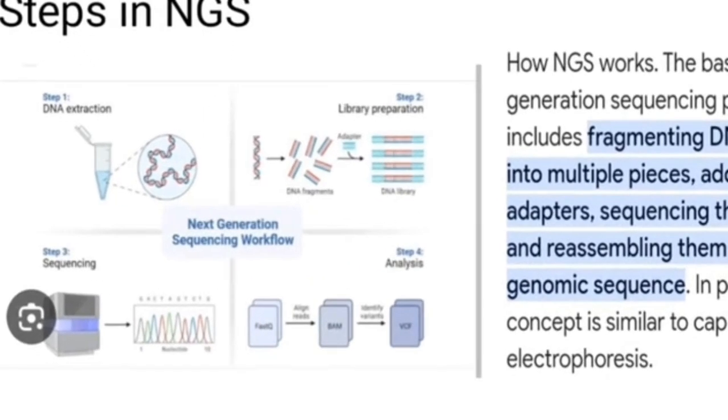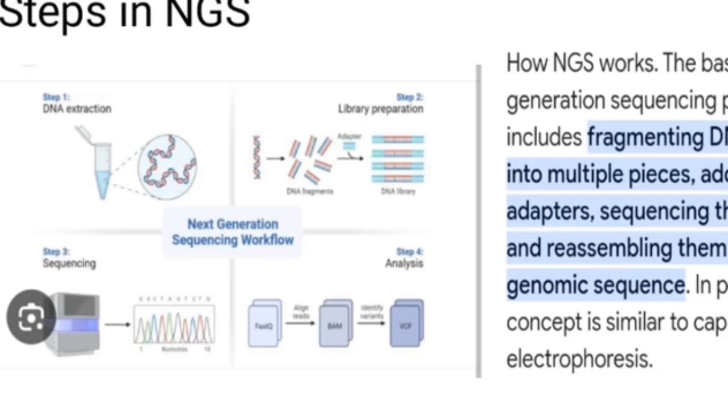Step 1 in next generation sequencing involves DNA extraction. Step 2, library preparation, which has to do with DNA fragmentation. After DNA fragmentation, you add the adapter, and that gives you a library, a DNA library. So from fragmented DNA plus adapter sequence together, we make the DNA library. That's step 2. Then step 3 is the sequencing proper, and then step 4 is the analysis.